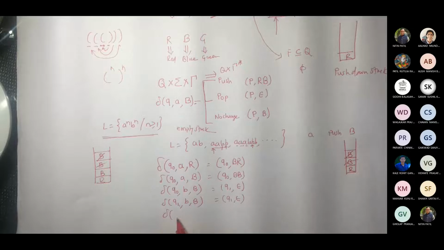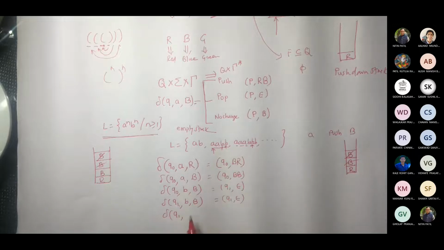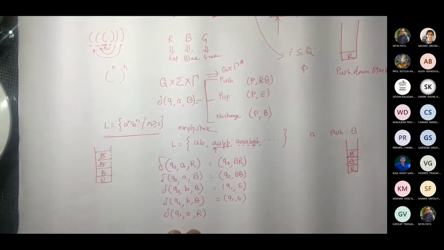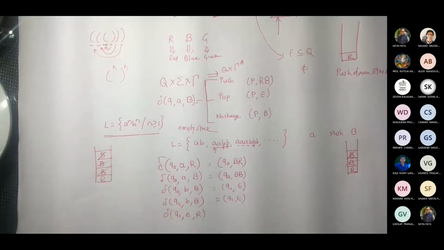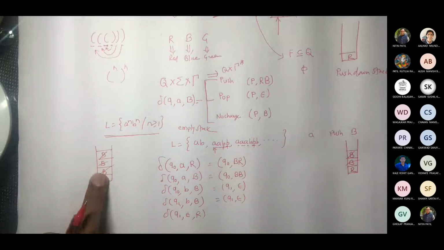I will keep it aside for a while. We are going to get this situation now: Q1. Now my string ends here, correct? Two B's are done. My string ends, so I will get epsilon, and I will get R. I will keep it here for a while. Now, this will be applied recursively, Q1 B B, so as to pop this. So at the end, all B's are processed, all B's are popped.